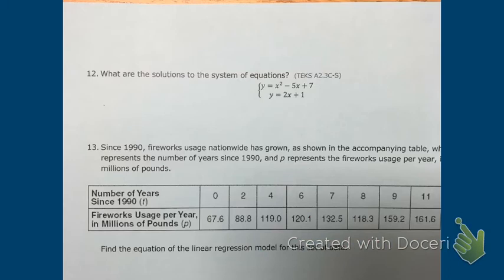Number 12, solutions to a system. You can do this two ways. You can graph these, so you can do it one way. You can graph and find the intersection.